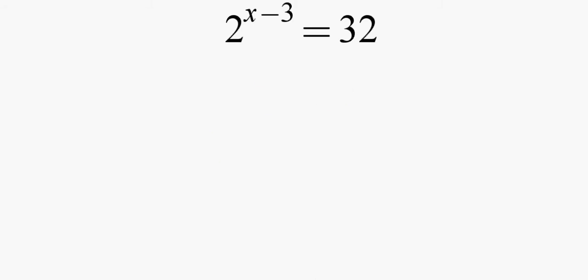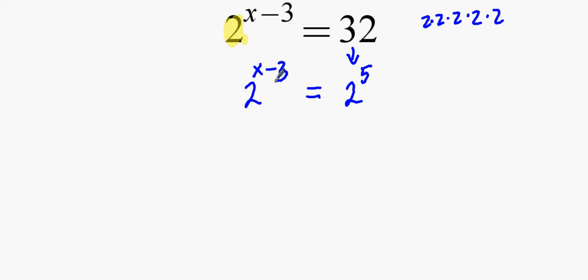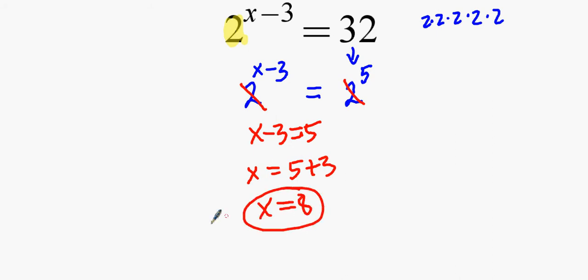Same case here, my base is 2, and I can rewrite 32 as 2 to the power of, and I always forget this, 2 times 2 is 4, times 2 is 8, times 2 is 16, times 2 is 32, so 2 to the 5th. That equals 2 to the x minus 3. Bases are the same, so forget them. And then you have x minus 3 equals 5. So x equals 5 plus 3. So x is 8.